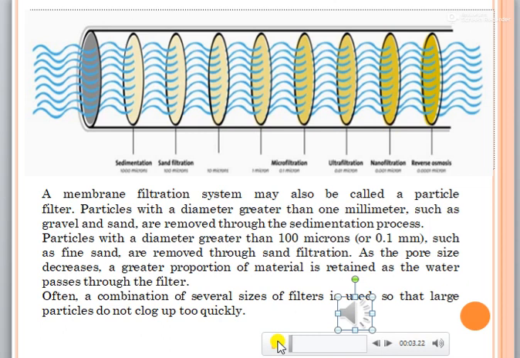A membrane filtration system may also be called a particle filter. Particles with a diameter greater than 1 mm, such as gravel and sand, are removed through the sedimentation process. Particles with a diameter greater than 100 micron, 0.1 mm, such as fine sand, are removed through sand filtration. As the pore size decreases, a greater proportion of material is retained as the water passes through the filter. Often a combination of several size filters is used so that large particles don't clog up too quickly.